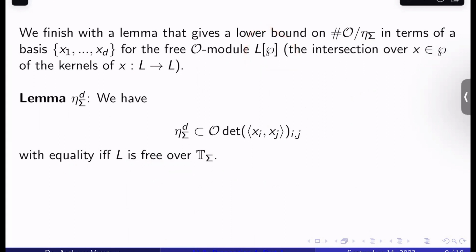And the lemma, I'll just call it lemma η^d_σ. It just very simply says that η^d_σ is contained in O times the determinant of the matrix whose entries are given by bracket x_i, x_j, where x_i runs throughout this basis here, and so does x_j. And then we have actually an equality if and only if L is free over T_σ. Okay, so we're just going to prove this today.